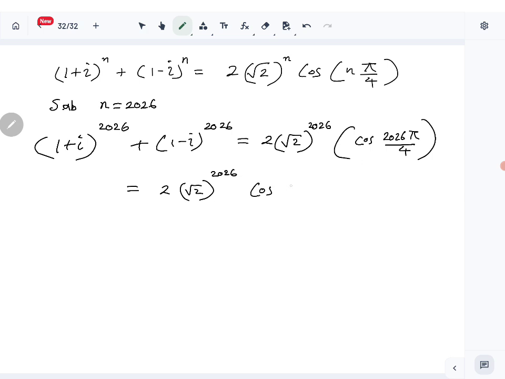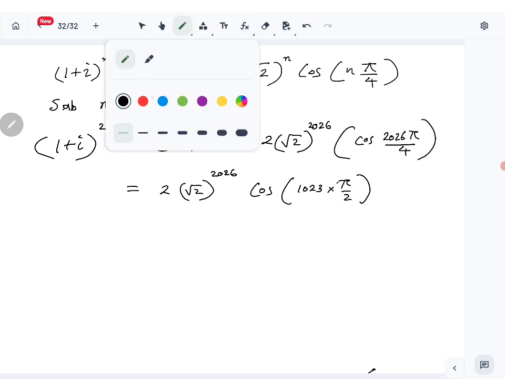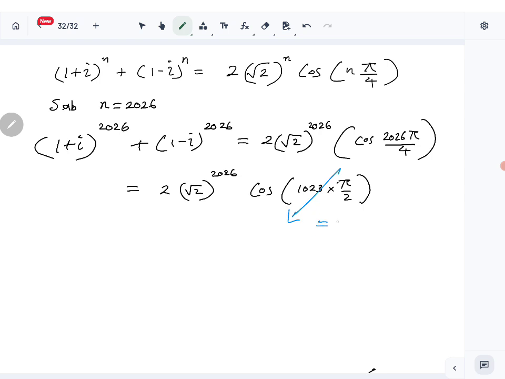This one can be written as what? Cos 1013 into pi over 2. So this is what? This is an odd multiple of pi over 2. So for any odd multiple of pi over 2, cos value is always what? Cos value is always 0. So this term goes to 0. So then the expression is equal to 0, right? So this one was not that hard, the more de Moivre's theorem part. Right, next we'll do the differentiation question, question number 40.